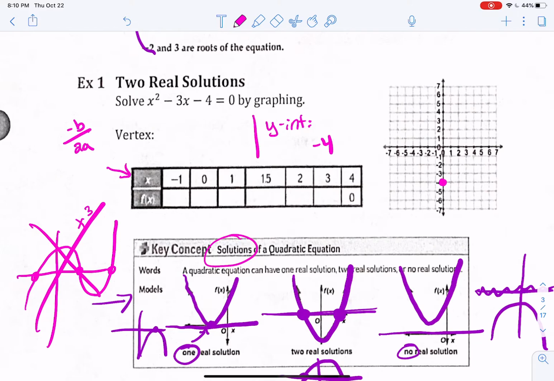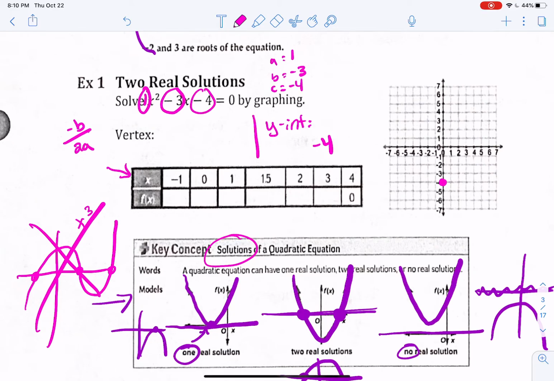So negative b over 2a, negative b over 2a, remember that guy. My b value is going to be negative 3. Let's write these out: a, b, c. It just helps me. A is the number in front of the x squared, which is 1. B is going to be negative 3. And c is going to be negative 4.